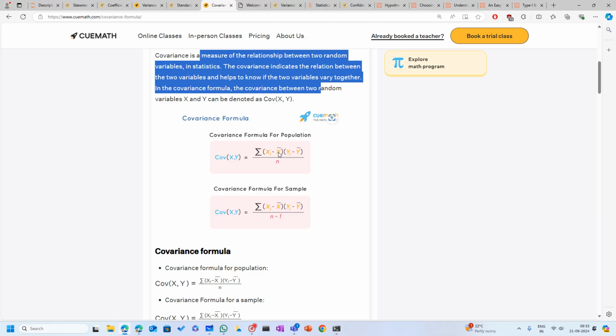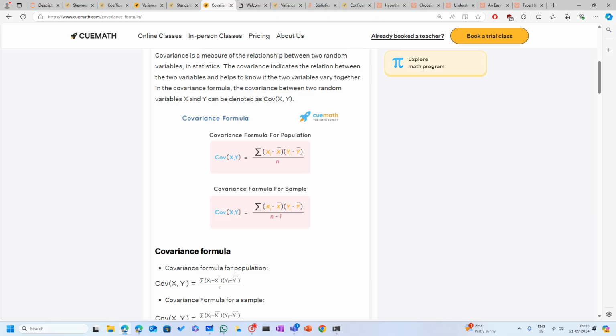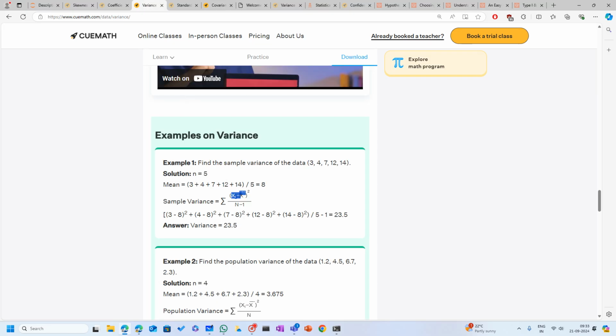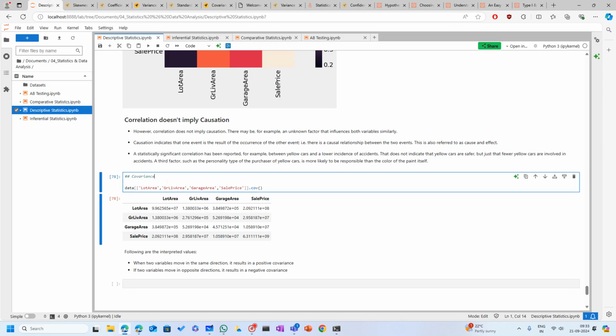That is the difference between variance and covariance. In covariance you calculate the spread of the data for two variables, whereas in variance you calculate the spread of the data for a single variable. That is the difference. Now for covariance, you can simply apply the dot cov function which is offered by pandas.